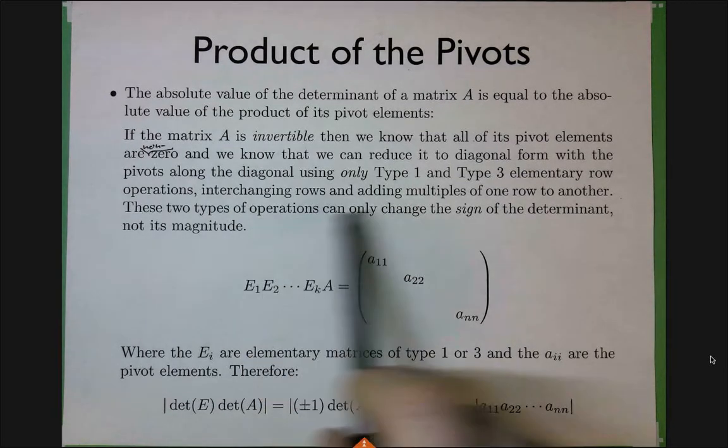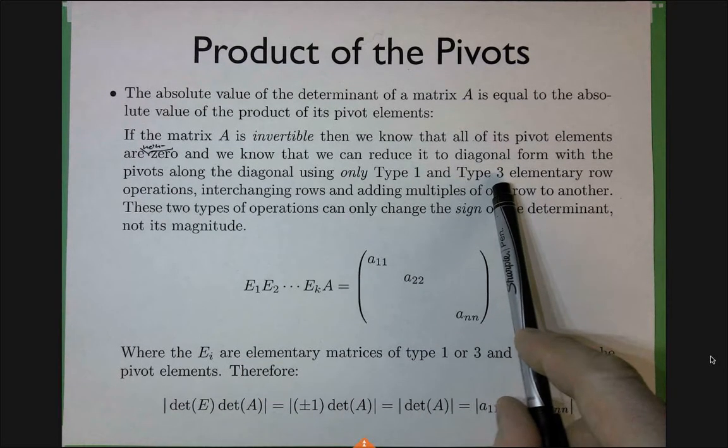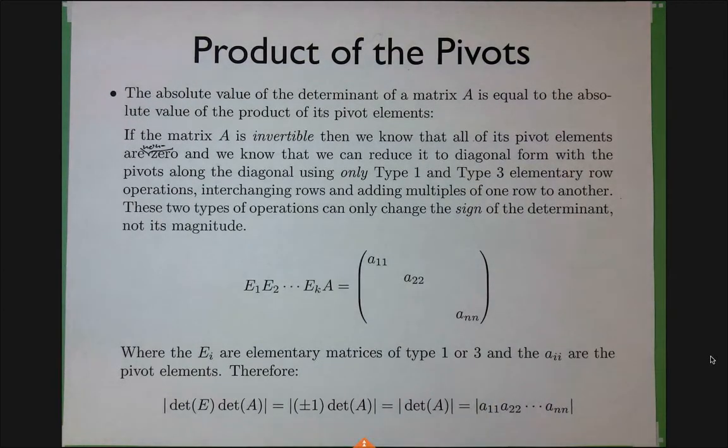And the type 3 doesn't do anything to the determinant, right? Adding a multiple of one row to another row just leaves the determinant as it is. And the type 1 flips the sign. It multiplies it by -1. That's what I mean by flipping the sign.